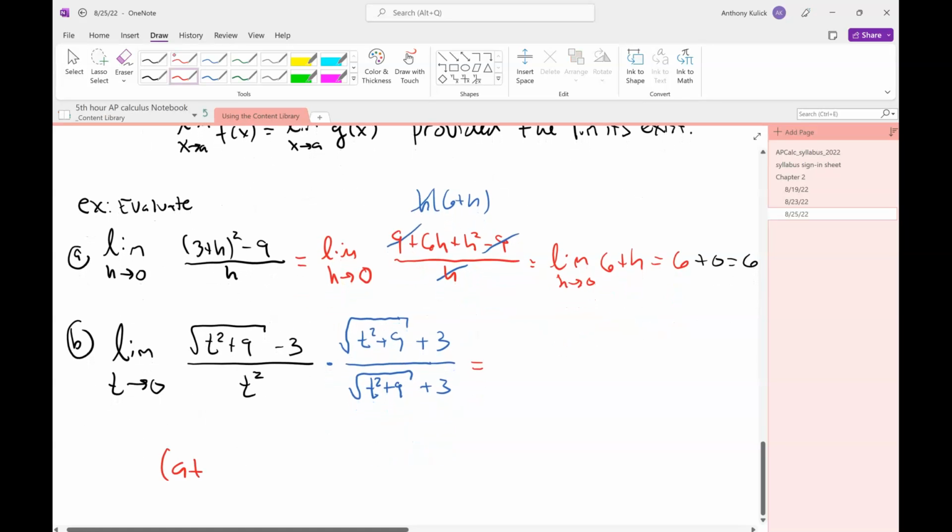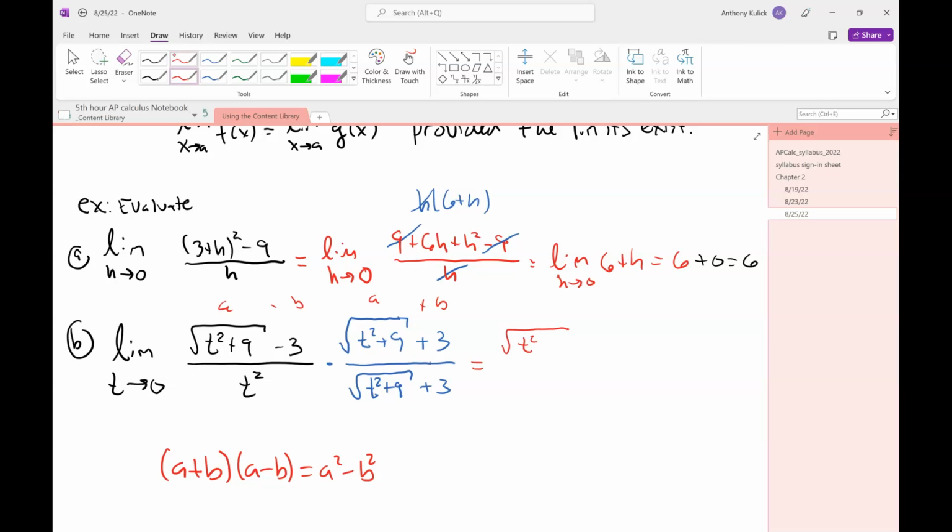Remember that a plus b times a minus b is equal to a squared minus b squared? You remember this factoring pattern from Algebra 2? That's the difference of two squares, right? That's what I'm doing here in the numerator. I have a minus b and a plus b. Everybody agree? You can see it? So when I multiply those together, I'm going to get the square root of t squared plus 9, squared, minus 3 squared.